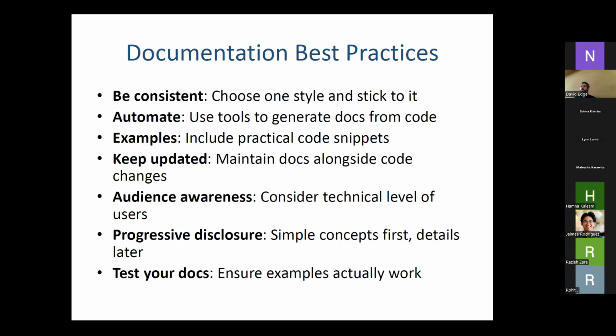Keep your documentation updated. So as we make changes to our code, we need to make changes to our documentation. Audience awareness. So don't make your examples too technical or too specific. Try to create examples that can be broadly applicable to the audience, as wide as is reasonably fit. Progressive disclosure. So use simple concepts first and then add details as you go. And then lastly, test your docs.